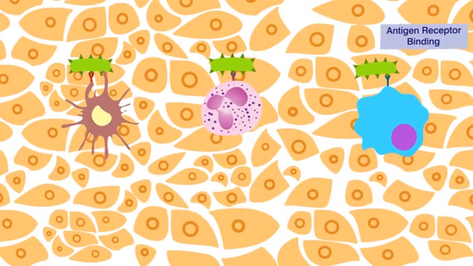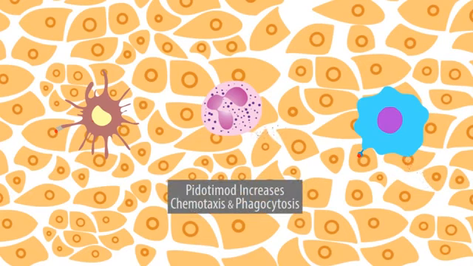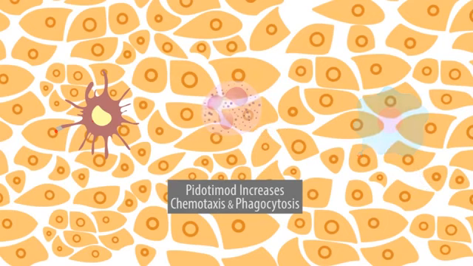After antigen-TLR binding, these cells engulf the pathogen in phagosomes. Phagosomes merge with lysosomes to form phagolysosomes, breaking down the antigen and releasing the soluble debris by exocytosis. Pidotimod increases chemotaxis and phagocytosis by macrophages and neutrophils.